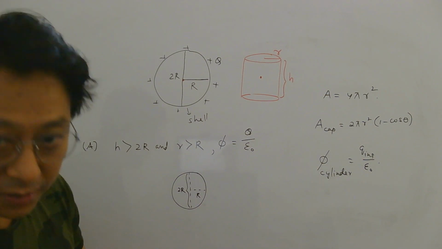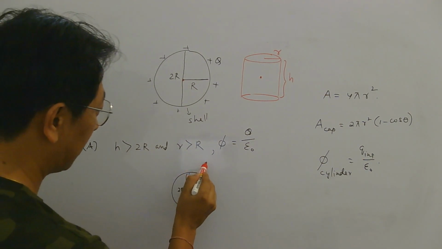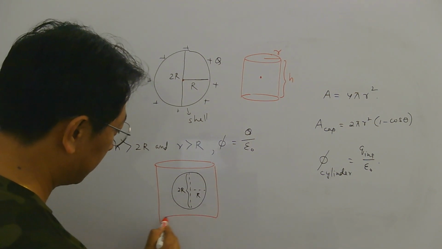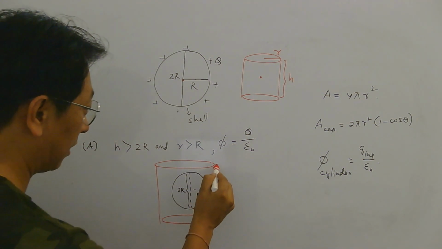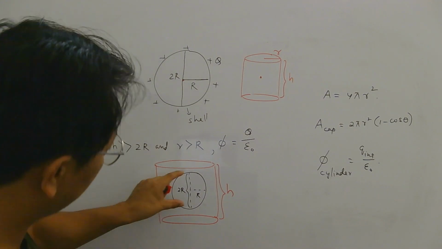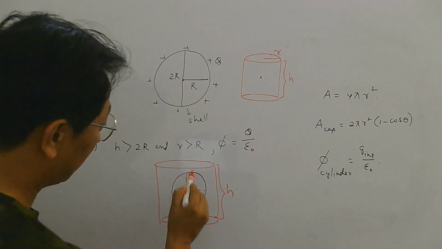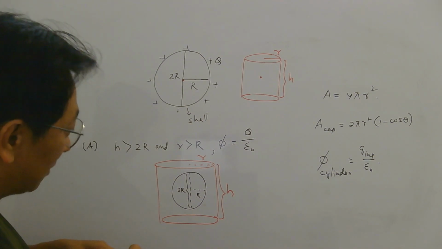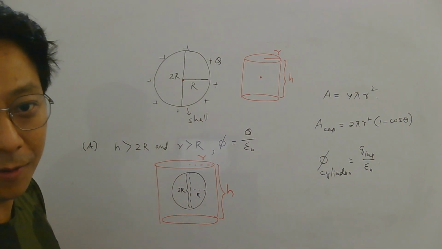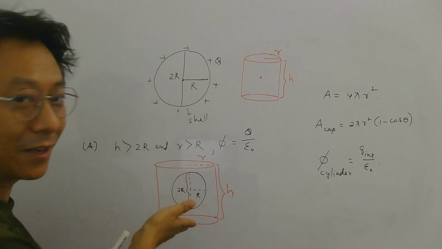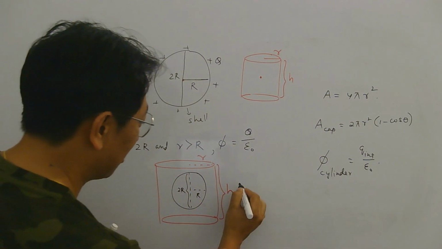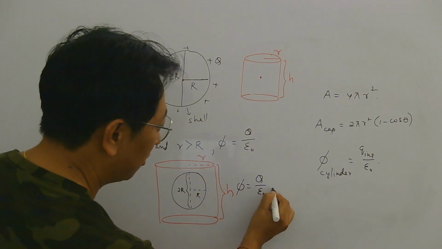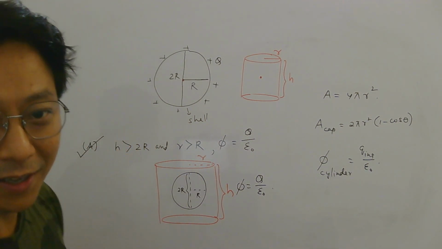So my cylinder should be something like this, isn't it? Because the height of the cylinder is greater than 2r, you can see, and the radius of the cylinder is also greater than capital R. So in that case, how much charge is inside the cylinder? Obviously the whole charge is inside, so therefore the flux will be equal to the total charge inside divided by epsilon naught. So the first option is correct, right?